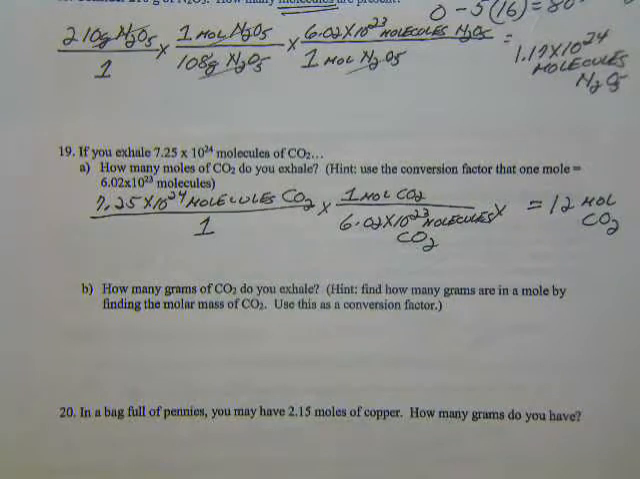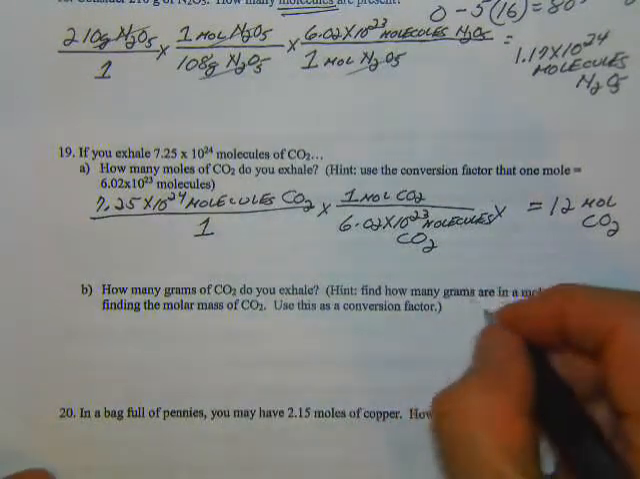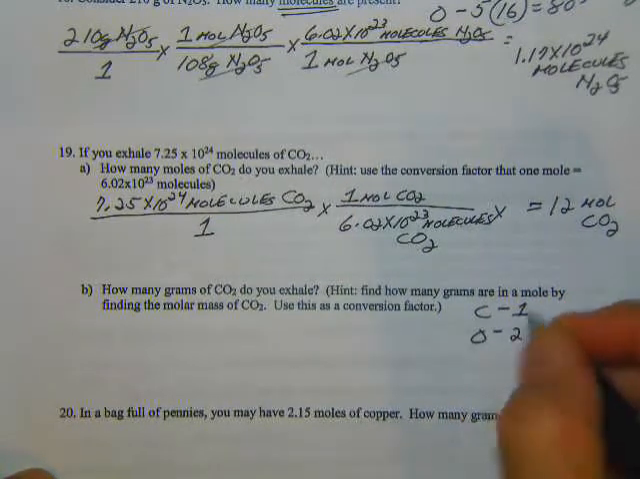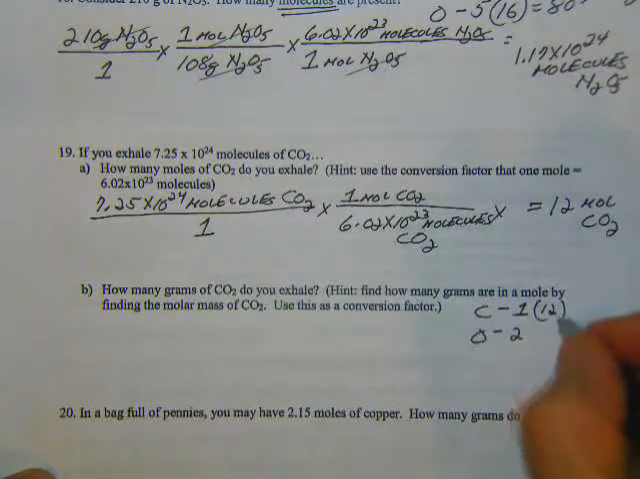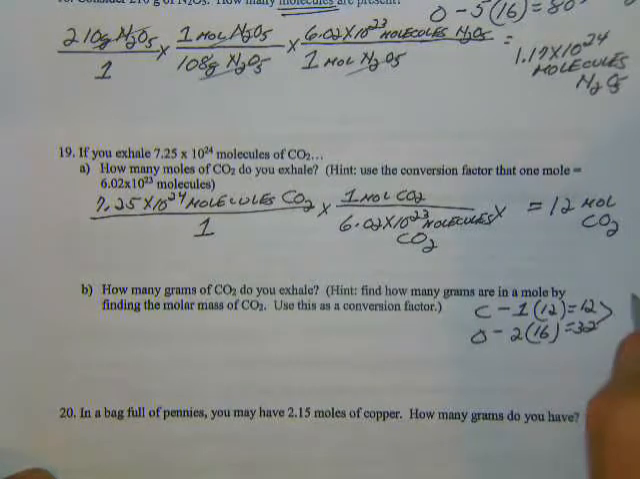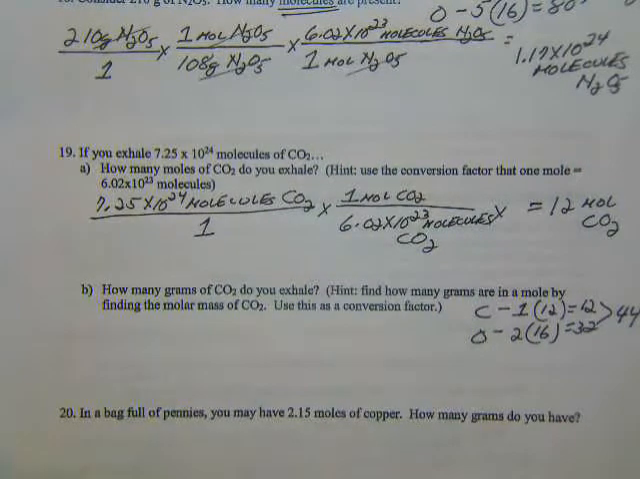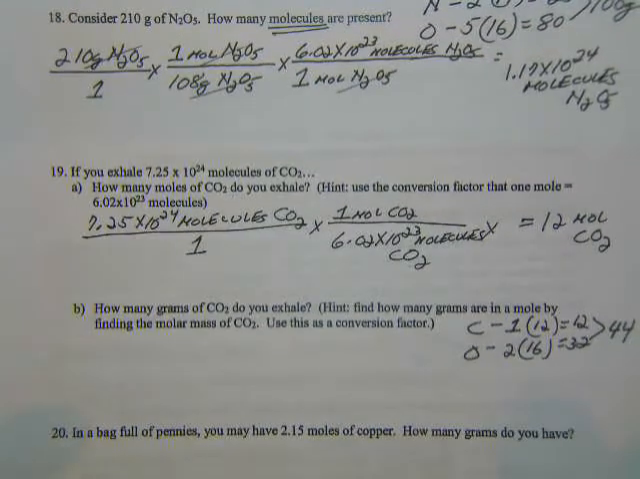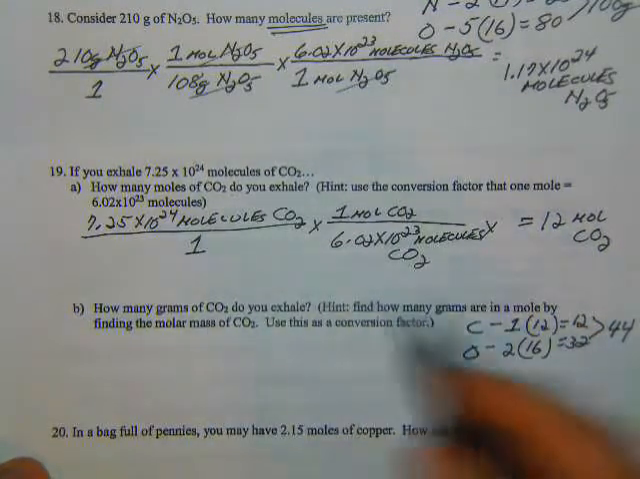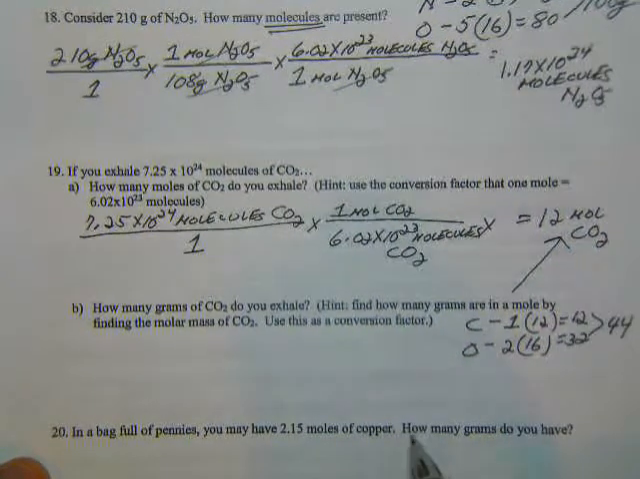And in B, how many grams of CO2 did you exhale? First, find out how many grams are in a mole by finding the molar mass of CO2. We've got 1 carbon and 2 oxygen. Carbon has a mass of 12, oxygen has a mass of 16. So this gives us 12, this gives us 32, and that will give us 44. So there is the mass of CO2. If we want to know how many grams you exhaled, we're going to use this number of moles.